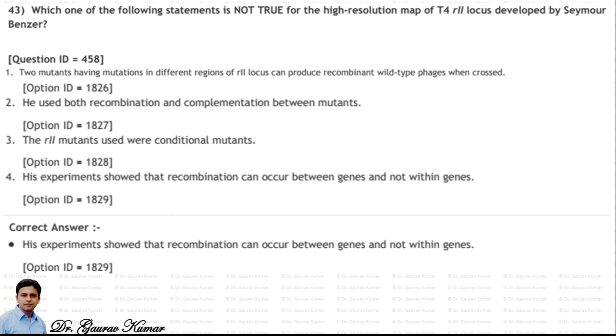It is again out of the scope of this video to explain all the details of the Benzer experiment. You can just Google the Benzer experiment, and you will find a YouTube video or something.